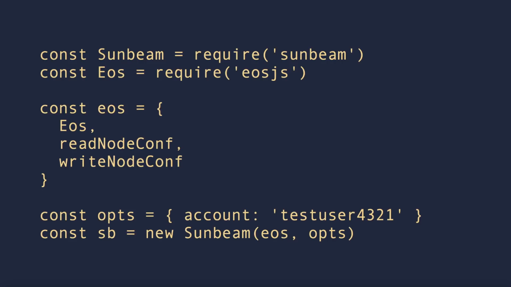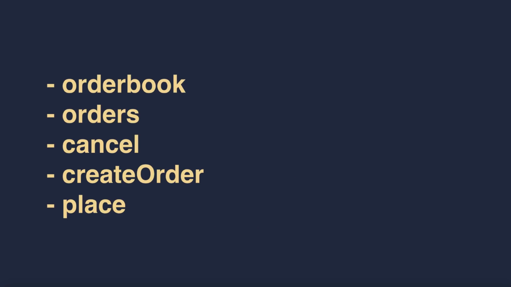There's also a way to use the same configuration. It's in the gist I sent you later. So what I do, I pass that configuration together with my account name to create a SunBeam instance. And we have a few methods you can use. It's orderBook to obviously retrieve the order book, then orders to retrieve your currently placed orders. You can cancel orders, and you can create orders and then place them into the contract.